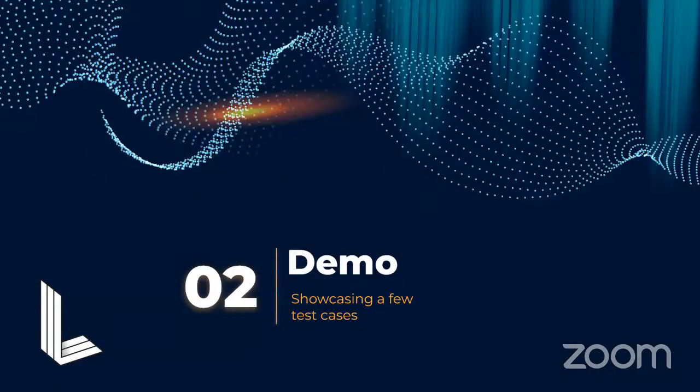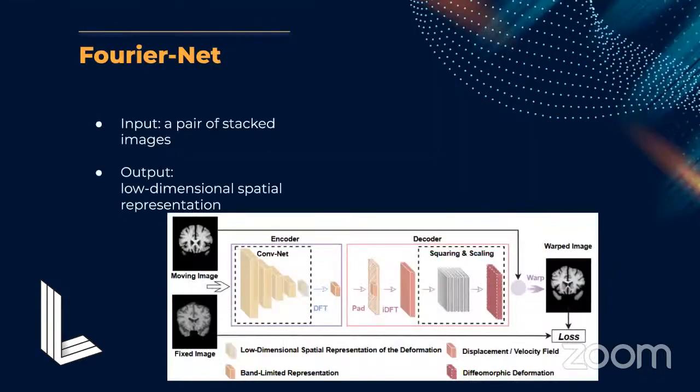Cool, thank you. So this is a demo of the Fourier-Net model and a couple of random images. The input is a pair of stacked images, a moving image and a fixed image, that gets sent to the encoder where the DFT happens. Then the limited band is sent to the decoder, where the IDFT happens, and then the squaring and scaling. And then what is output is a low-dimensional spatial representation of the image.